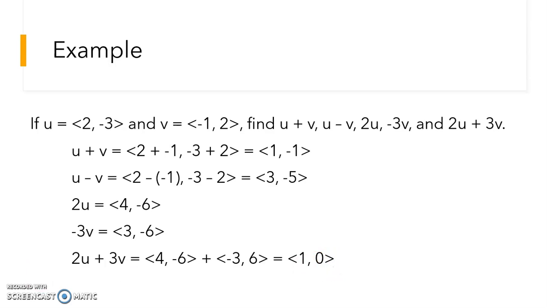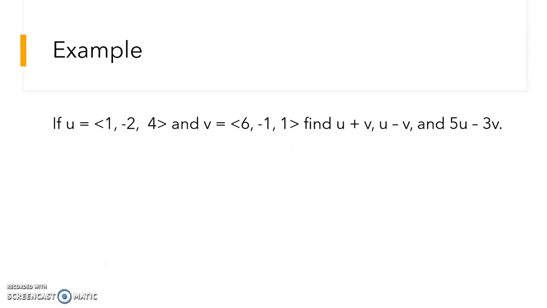Okay, we have one more example left in this video. Let's take a look at it. Okay, they've given us vector u with component form 1, -2, 4, and vector v with component form 6, -1, 1. And they want us to find u plus v, u minus v, and 5u minus 3v. So this is going to work exactly like the previous example, except that we have x, y, and z components instead of just x and y. So pause the video, try and do it, and then press play to see if you're right.